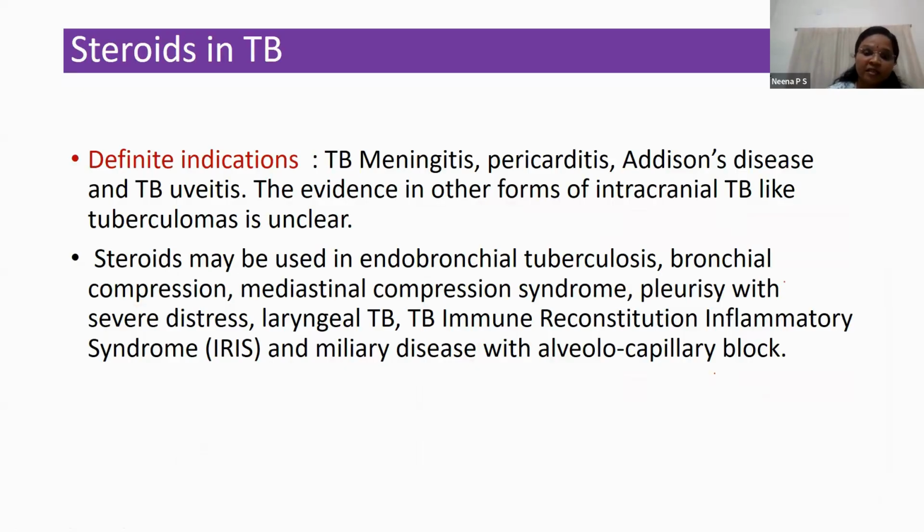And when to consider steroids in TB, you have definite indications, that is TB meningitis, pericarditis, and Addison's disease. You can give systemic steroids, and for TB uveitis, usually it's oral and topical therapy. And these are the definite indications, but steroids can also be considered in endobronchial tuberculosis, where there is severe hypoxia, bronchial compression, mediastinal compression, pleurisy with severe distress, laryngeal TB, IRIS (immune reconstitution inflammatory syndrome), and miliary disease with an alveolo-capillary block that is presenting like an IRDS. In this scenario also, when there is severe hypoxia and all, you can consider steroids as well.